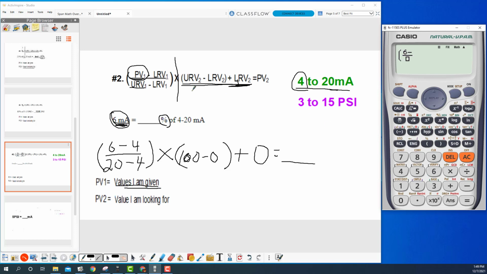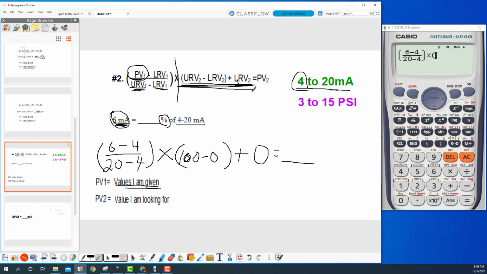Minus my lower range value of my number 1 numbers, which was given to me, 4 to 20. So my lower would be the 4. You're going to go down. The upper range of my number 1 numbers would be 20, minus my lower range of the numbers given to me, which would be 4. Scroll over, close parentheses, hit your multiplication sign, open parentheses.